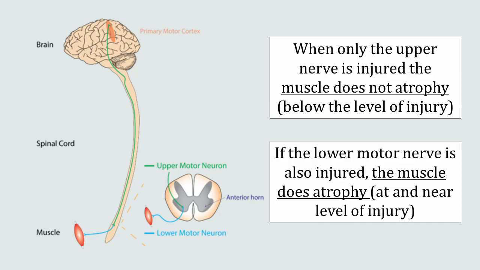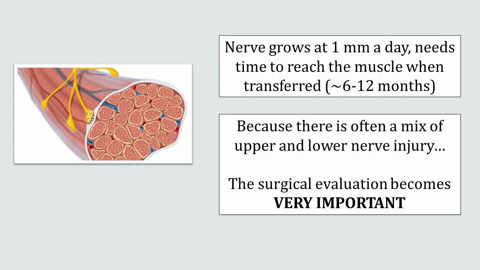If the lower motor nerve is also injured, then the muscle will atrophy because the muscle has now lost its constant signal to keep it active, and so it will gradually atrophy over the next 12 months or so. So I remind you again that the nerve grows at 1 millimeter a day, and that's how much time it needs to reach the muscle. So it takes about 6 to 12 months to reach that muscle. So we are given a window of time when their lower motor nerve is involved to act, because we don't want that muscle to permanently atrophy. So that's where the surgical evaluation becomes very, very timely and critical.